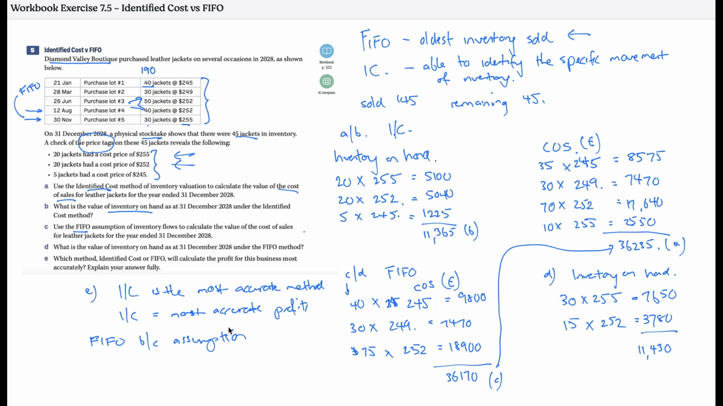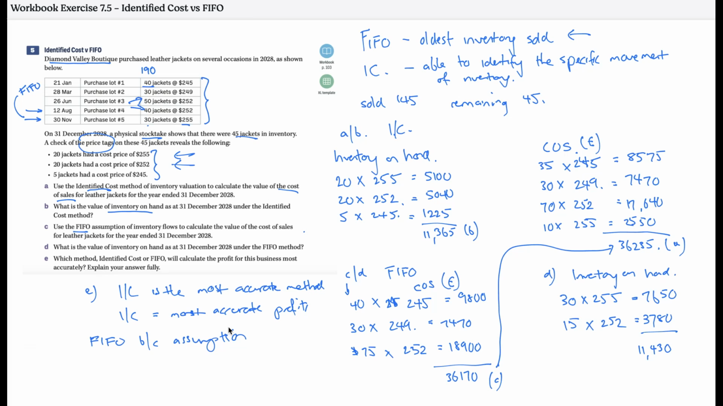Okay, and that is how we can craft an answer. In your solutions in full sentences, it might sound something like: the identified cost method is always the most accurate measurement of cost of sales and therefore net profit. This is because identified cost uses the actual cost price incurred by the business, whereas the FIFO method assumes a cost price for all inventory sold. FIFO is, though, an acceptable method if a business elects to adopt it, but the identified cost is always the most accurate.